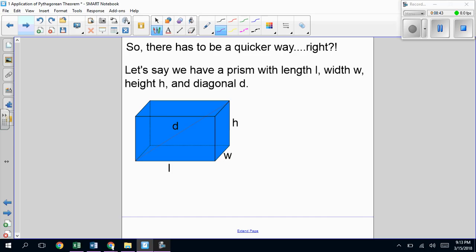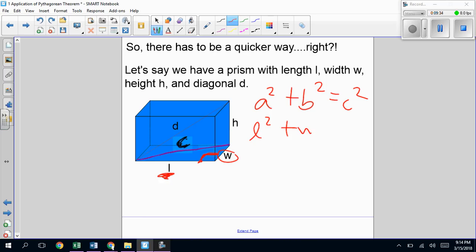So here, I'm going to draw in this diagonal right here. That's the diagonal for the base of our prism. So I have this rectangle here, and then I drew the diagonal through that rectangle. So that rectangle's diagonal, we can let that be C. I'm going to just call it C for now because we're going to do the Pythagorean theorem. Like normal, we're just doing it with variables instead of numbers. So a squared plus b squared equals c squared. Let's say a is L, so L squared plus b is W, so W squared equals C squared.